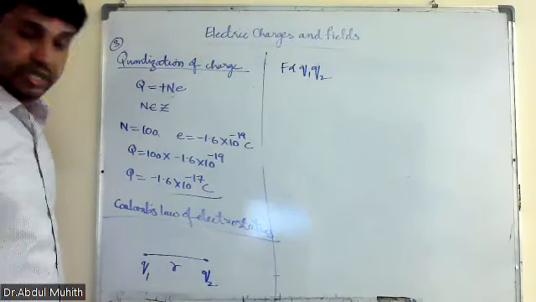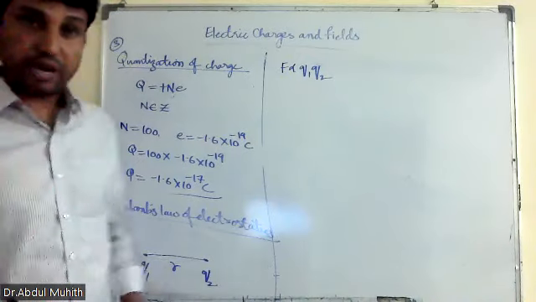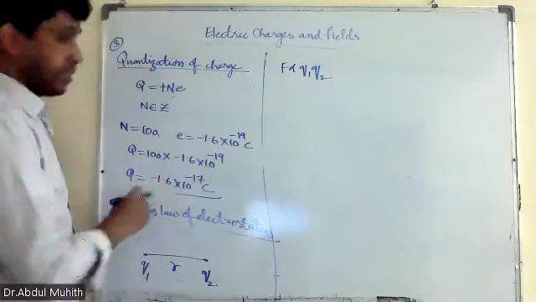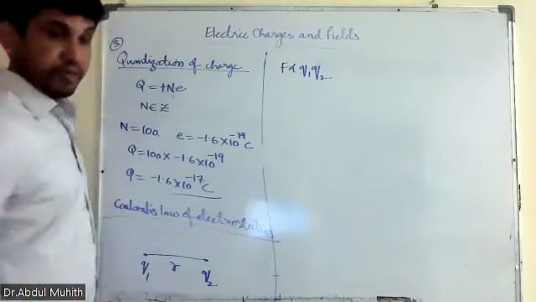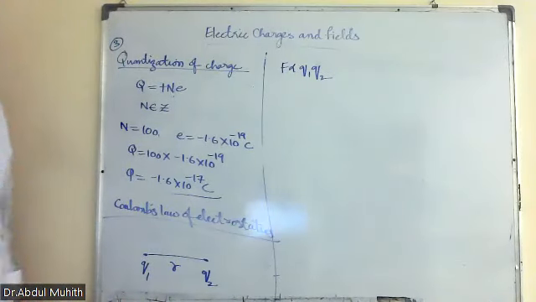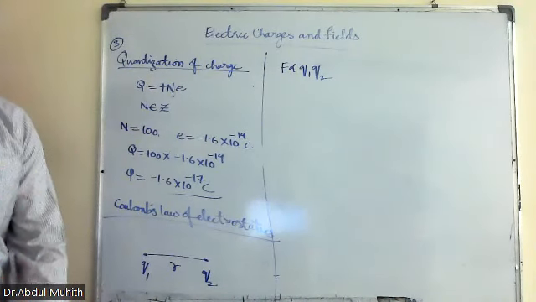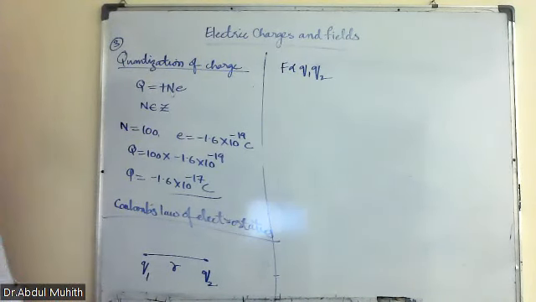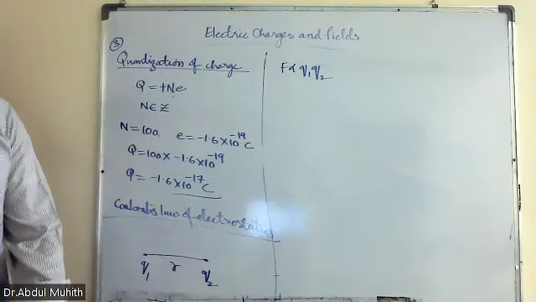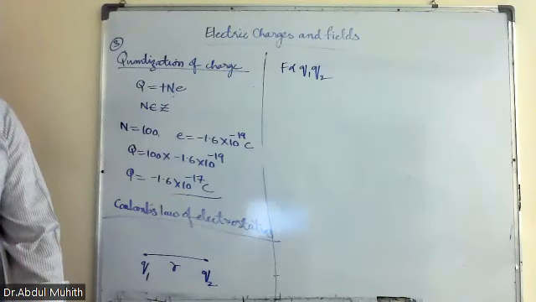Suppose there are two positive charges, what will happen? I forgot to write one more property here. Sorry. Like charges repel and unlike charges attract each other. That I forgot to write. Please add that one more point: like charges repel and unlike charges attract each other.